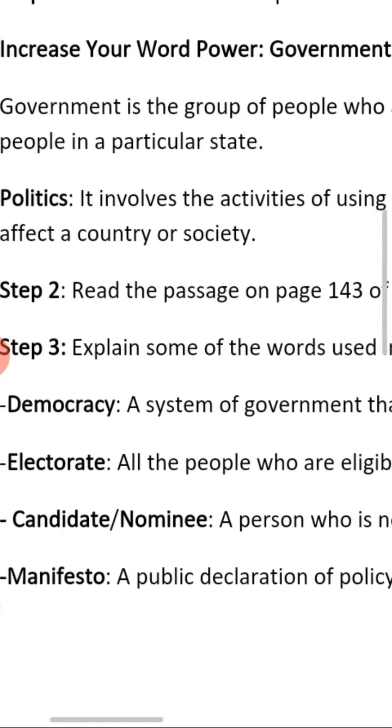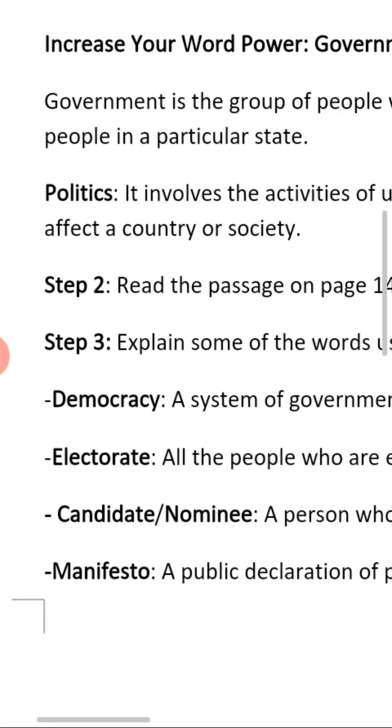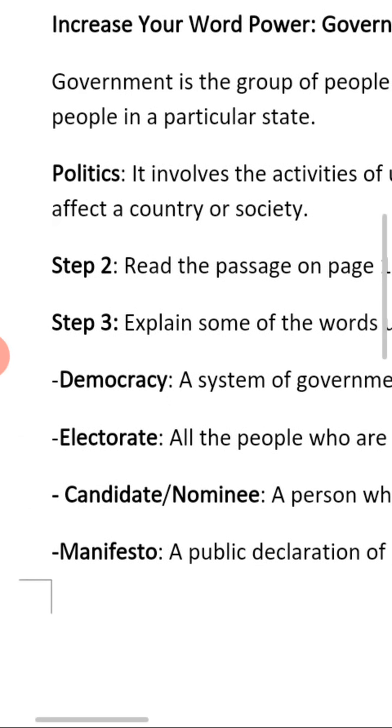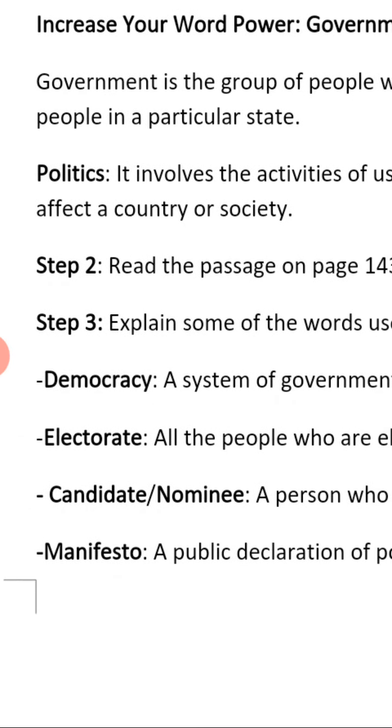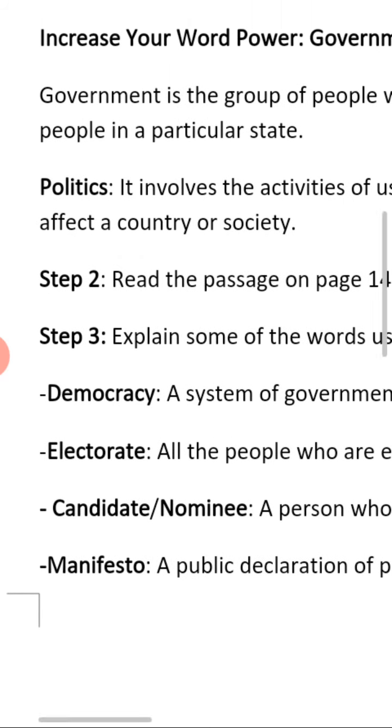Okay, if you are there now, I shall read, and as I read, I expect you to go along with me. The topic goes thus. That's page 143 of your NOSEC. Increase your word power, government and politics. In Nigeria, the presidential system of government is being practiced.